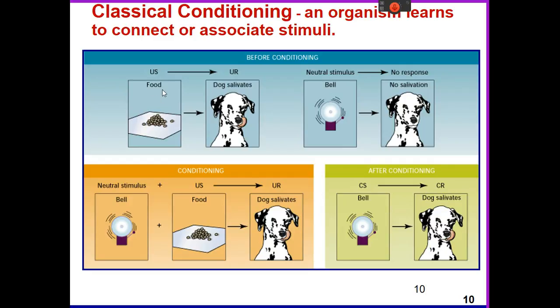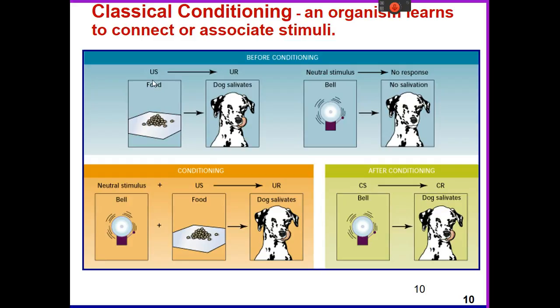So let's start with terms here. Unconditioned stimulus is the US or sometimes UCS. S stands for stimulus, and I'd like you to think of stimulus as a trigger. R stands for response, which is also a type of reaction. A stimulus always causes a response. The U stands for unconditioned.